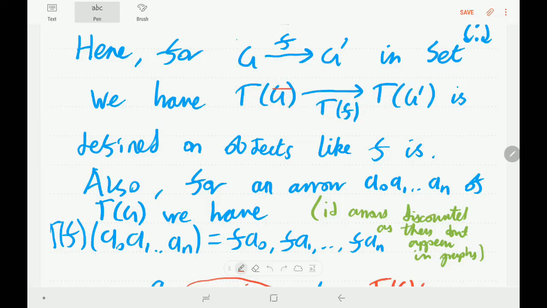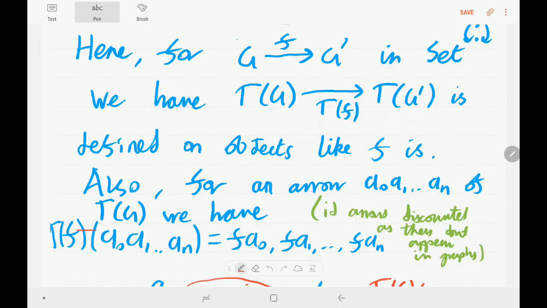Now, this works on the objects of Γ(G) pretty much like f works on the vertices of G. But the way that Γ(f) works on the arrows of Γ(G) is a little bit more involved. Remember, the arrows of Γ(G) correspond to paths. They correspond to sequences of edges in G. And so what we do is we apply the graph homomorphism, lifting it to each of these edges, and we get a new sequence of edges in Γ(G').